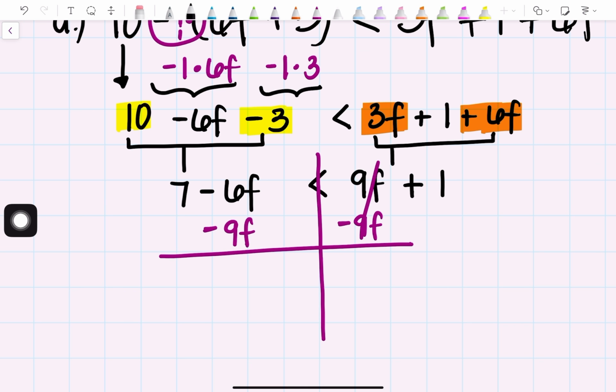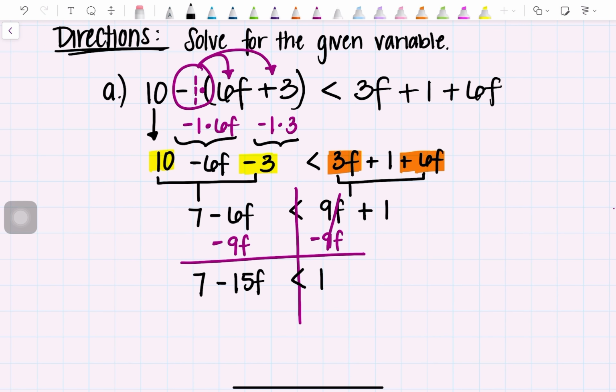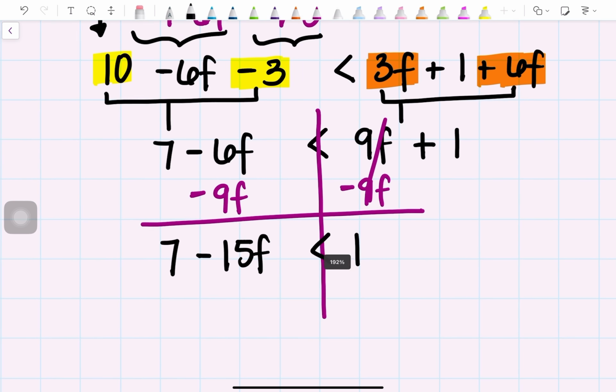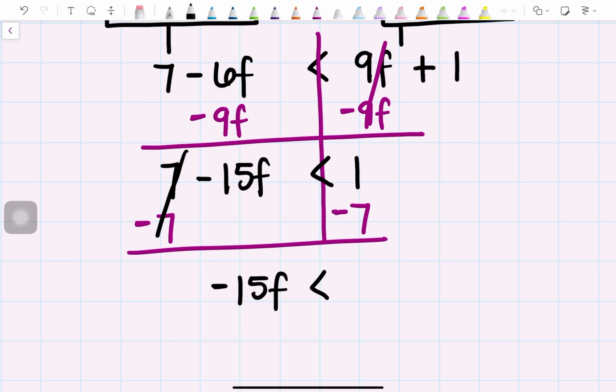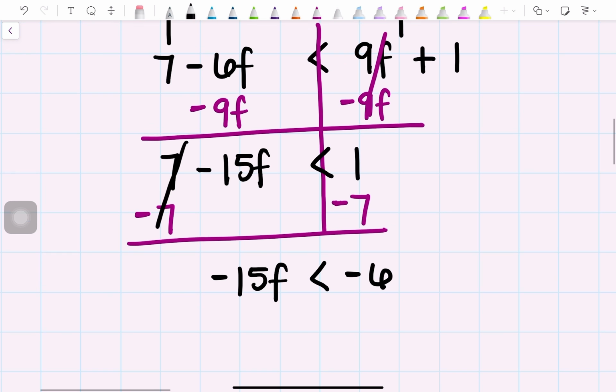So I'm going to bring down that 7. -6f minus 9f would give me a -15f is less than 1. From there, I am now going to move the numbers. So I'm going to subtract 7 on both sides. All right, that cancels out here, and that would give us -15f is less than -6.